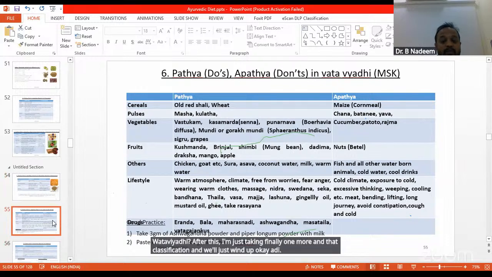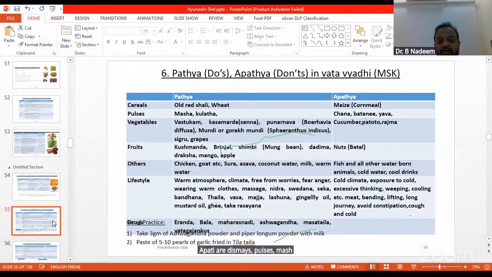Vata Vyadhi, all musculoskeletal disorders. Cereals: oats, red shali, wheat. Apathya is maize. Pulses: masha, kulatha. Apathya is chana, vatani, and yava. Vegetables again: vastuka, kasamarda, that is senna, punarnava, mundi, that is gorakh mundi, then shigru and grapes, cucumber, potato, rajma. Fruits: kushmanda, brinjal, shimbi, dadima, draksha, mango, apple. Again, apathya: betel nut should be avoided.